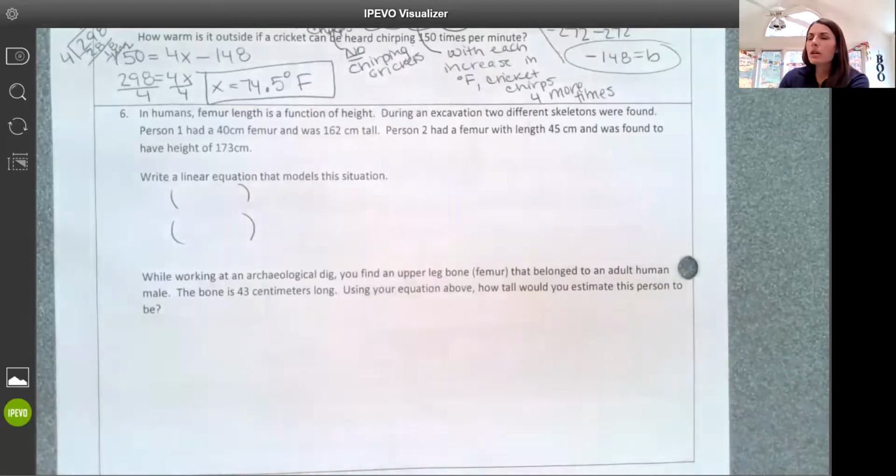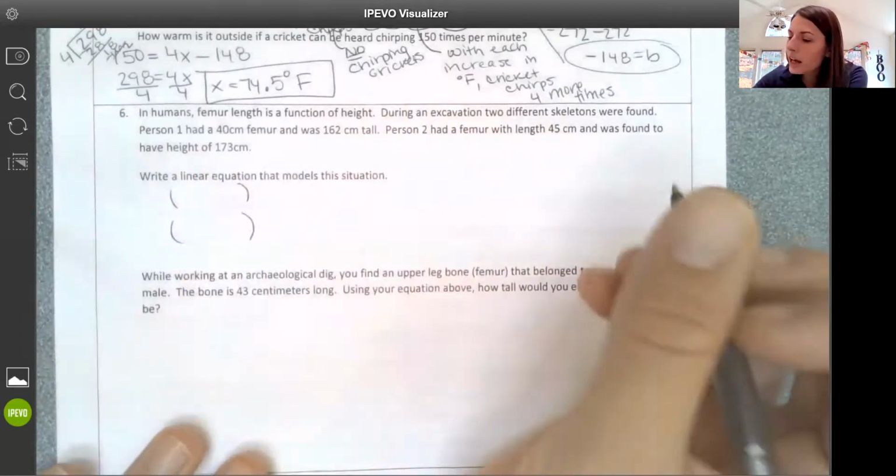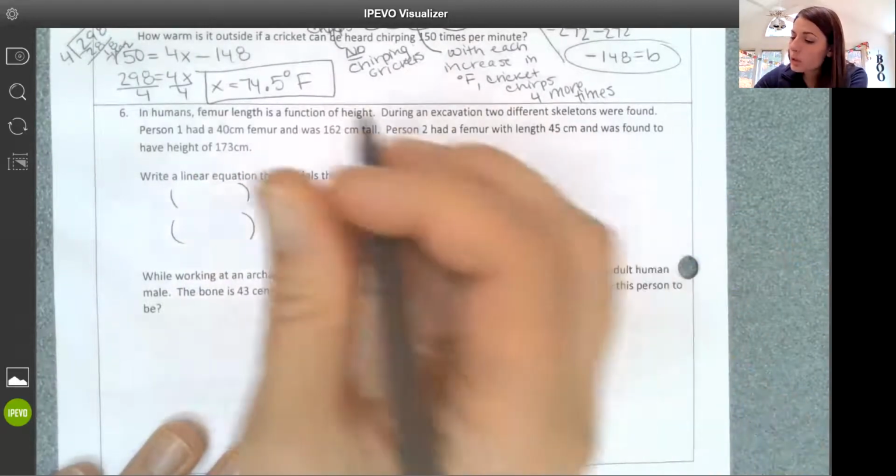We can hope to find, I guess, every single bone of a skeleton that we're digging up, but we can't assume that we will, or that it will be 100% accurate what the height is. But if we can find that femur bone, then we would be able to put that value in and get an estimate on the height of that person.